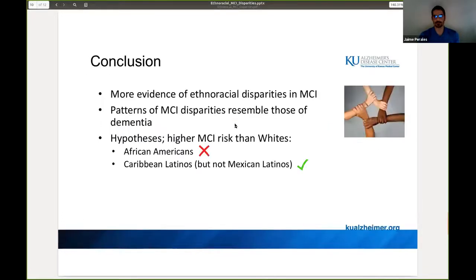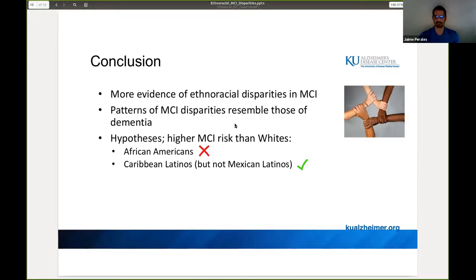So to conclude, this study shows more evidence that ethnoracial disparities exist in mild cognitive impairment in different groups in the United States. Patterns are kind of similar to others shown in dementia. We found disparities in 4 groups, as I mentioned before, despite controlling for all these potential risk factors that could account for those disparities.